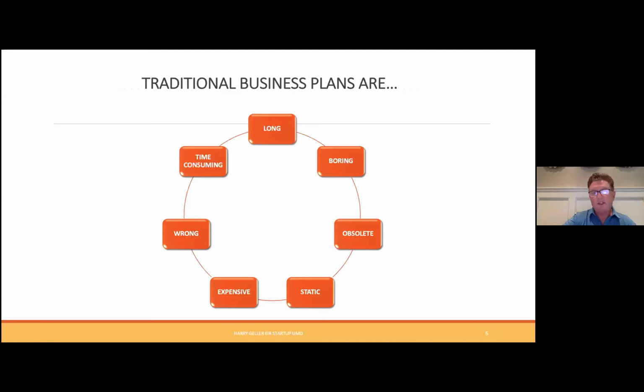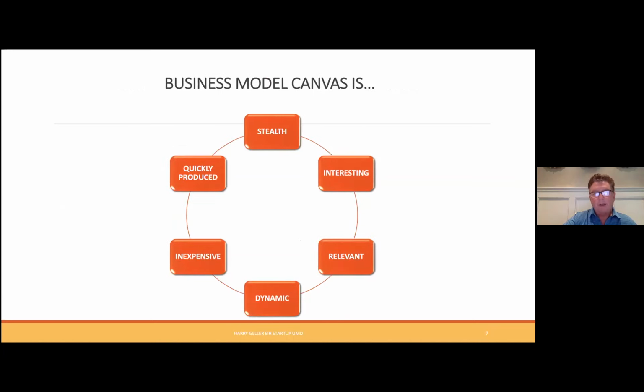So traditional business plans are long, boring, obsolete, static, expensive, often wrong, and very time consuming. And the business model canvas is stealth. It's interesting, it's relevant, it's dynamic, inexpensive to produce, and quick to produce.